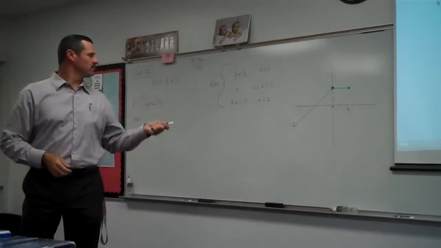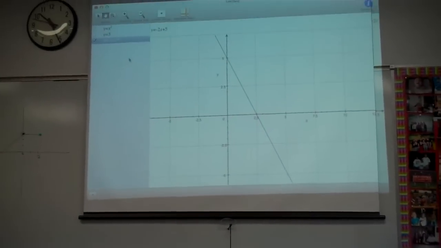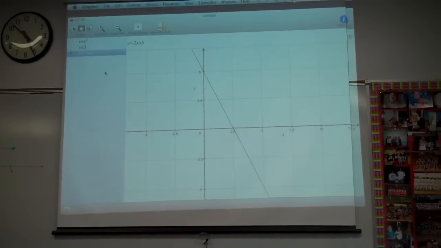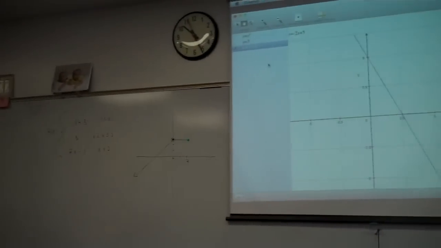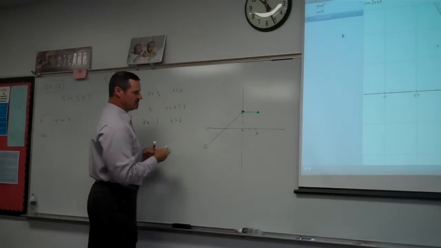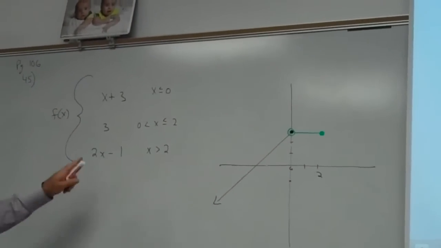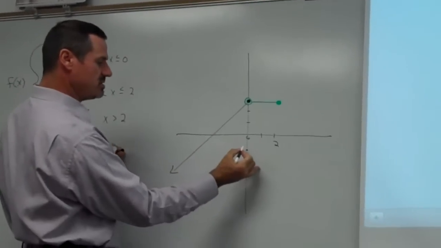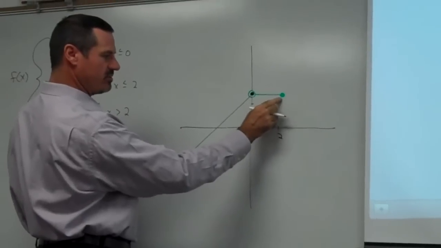Okay, last one. What does 2x minus 1 look like? We don't know? Okay, this. It has a y-intercept of -1. So -1 would be about right there. And it has a slope of +2. So it rises 2 for every one it runs. So it rises 1, 2 for every one it runs. Now, it probably is going to go through that point.